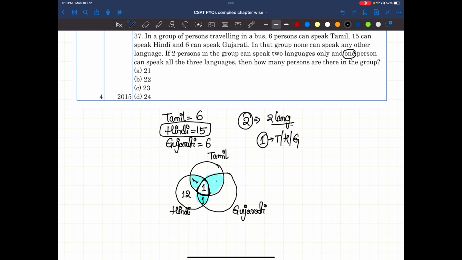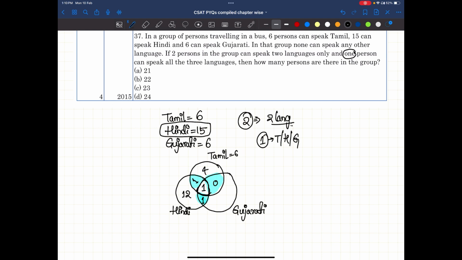And here Tamil, only 6 people are speaking. Here 1 and 1 already present. Let it be 0. So 1 plus 1, here already 2 is there. So Tamil, how many are there? Total 6, right? So here 4.